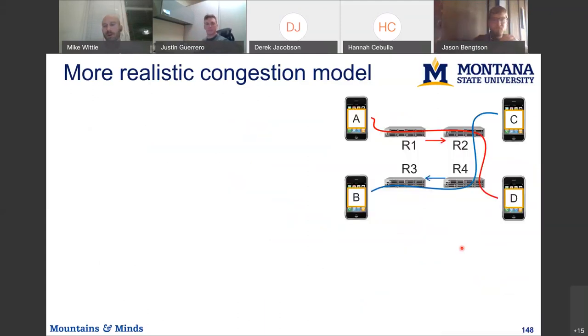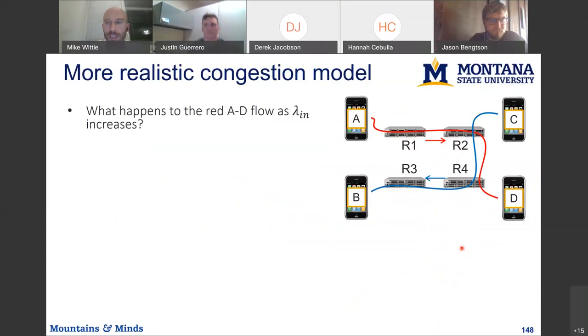All right. So here's another interesting thing that can happen inside a network, all right? So let's say we have this network topology, not just one router, but a more complex topology where we have a flow from A to D, this is the red flow, and then we have a flow from C to B, this is the blue flow. And what happens to the relative rates of these flows as lambda in increases, right? So as A and C send more and more data into the network.